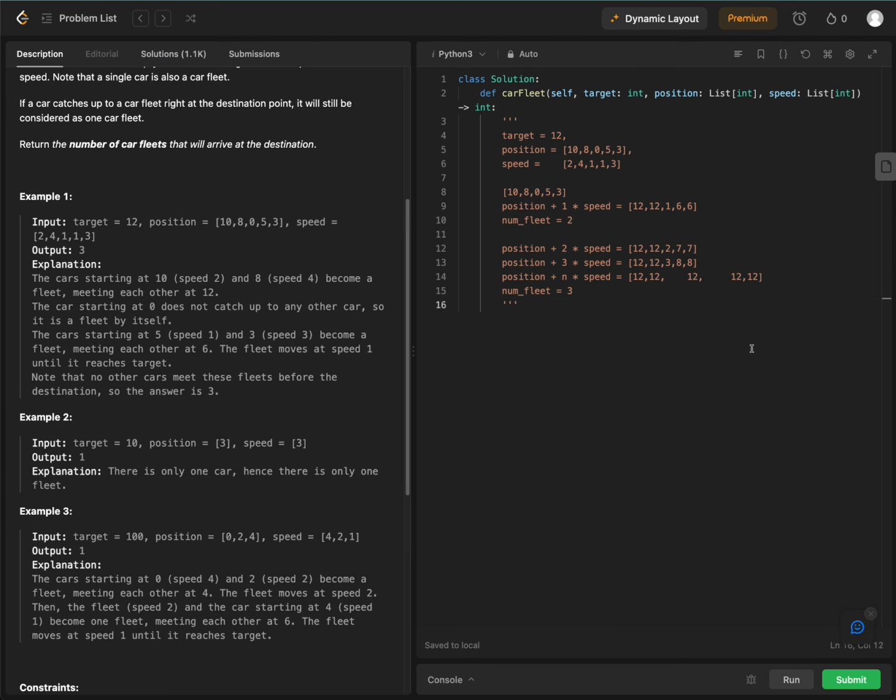When we look at this question, I think it's pretty tough to think of what we're supposed to do to solve this. This is tough.